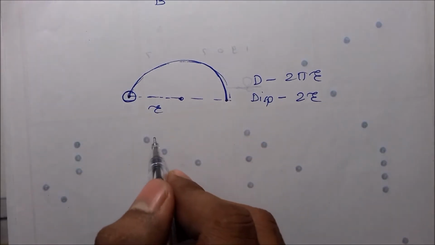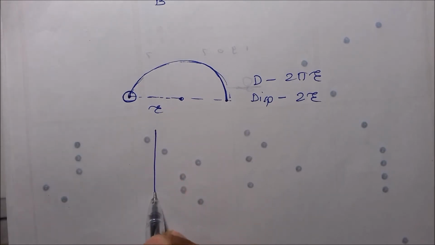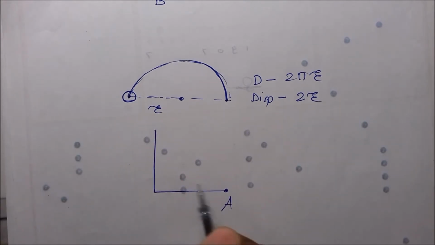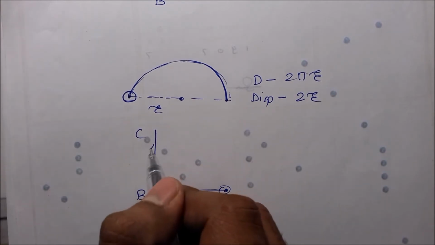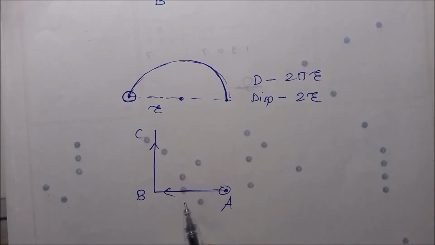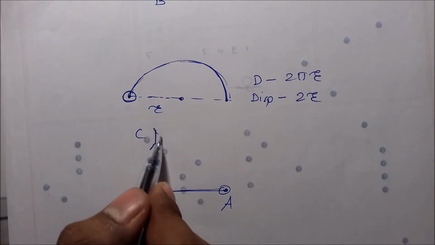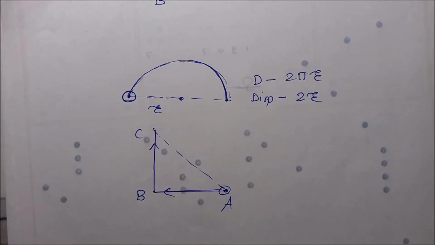Okay, if an object goes like this from point A to point C, then distance is AB plus BC, whereas displacement is AC.